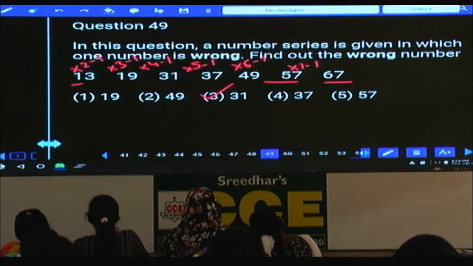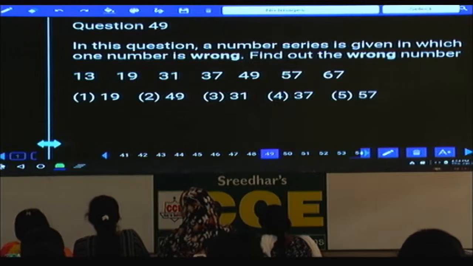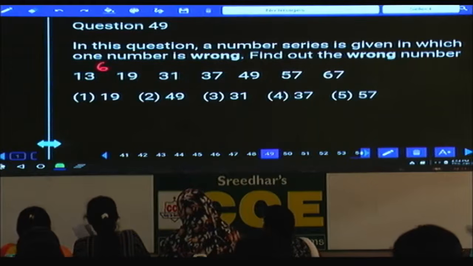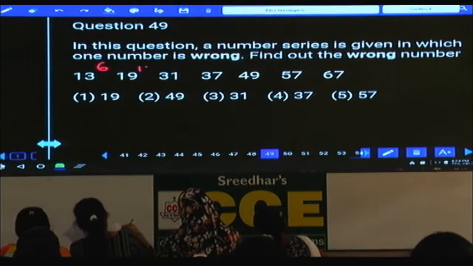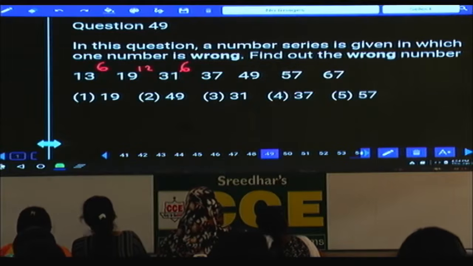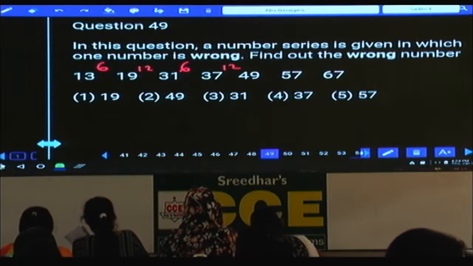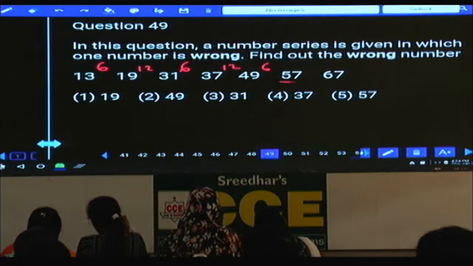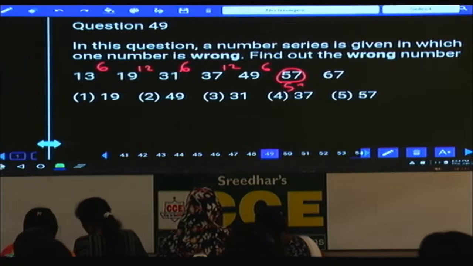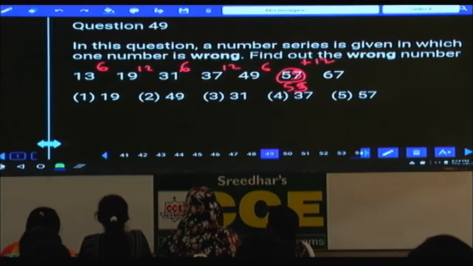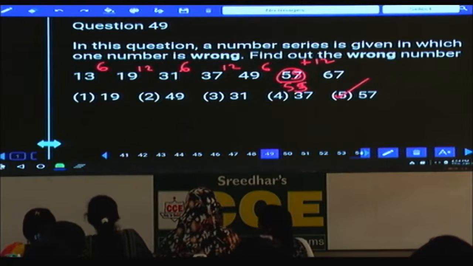Then question number 49. Now in this, 13, 19. The difference between 13 and 19 is 6. 19 and 31, what is the difference we have? The difference is 12. Next difference is 6. Next difference is how much? 12. 6, 12, 6, 12, 6, 12 are repeated alternately. 49 plus 6 is how much? 55. If it is 55, the next, plus 12, will be 67. Tell me what the wrong number is. 57 is the wrong number, 55 is the correct number, choice 5.